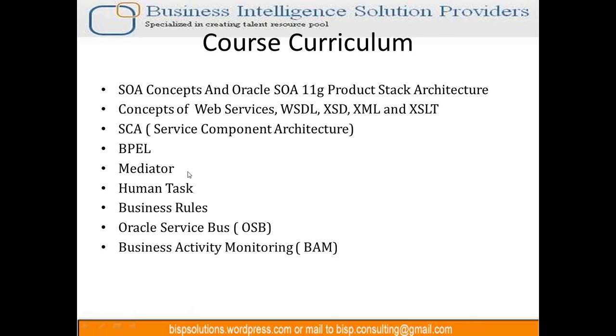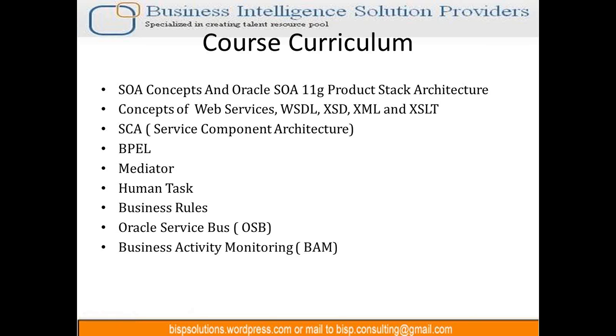Then we will talk about SCA, which stands for Service Component Architecture, and we will see why Oracle introduced this in 11G, why it was not there in 10G. Then we will talk about BPEL, which is the backbone of the Oracle SOA Suite, and it stands for Business Process Execution Language. Here we will see what BPEL does, where BPEL is used, and how you can use BPEL to create business processes.